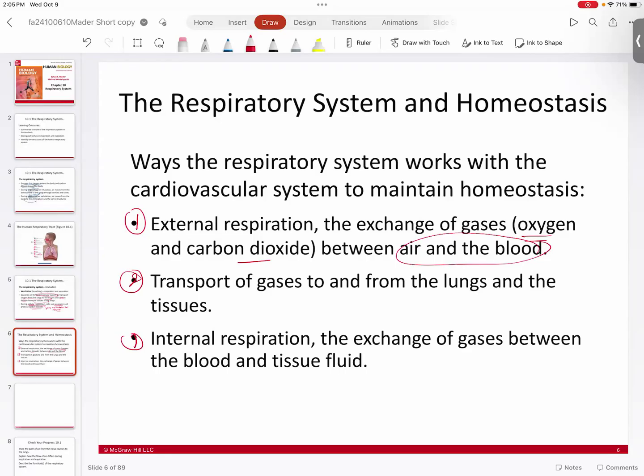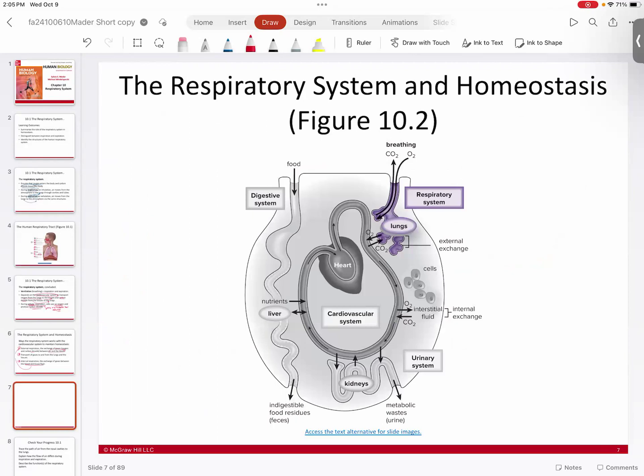Then in internal respiration, you're going to get that exchange of gases between the blood and the tissue. The tissue is going to burn that oxygen in the production of ATP, generating CO2, which is picked up by the blood, and then it brings it back to the lungs for exchange. So you can see you have a cyclic type of exchange system. This is kind of what it looks like.